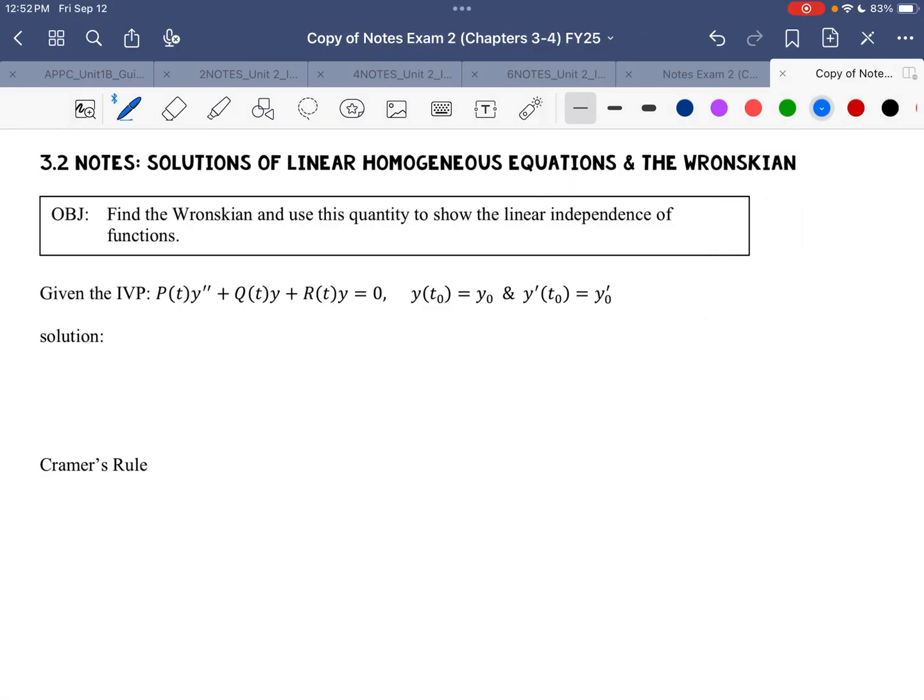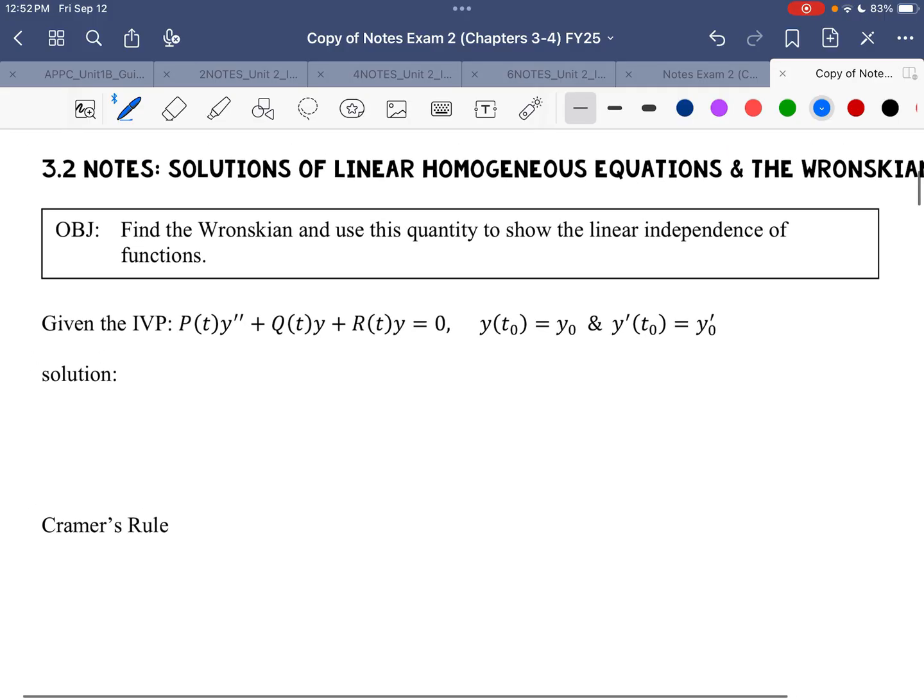Today we're doing 3.2, solutions of linear homogeneous equations and the Wronskian. So today is all about determining if you could even have solutions, essentially. And the way we determine that is whether or not the Wronskian is equal to 0. And we're also going to talk about intervals where solutions could exist or not.